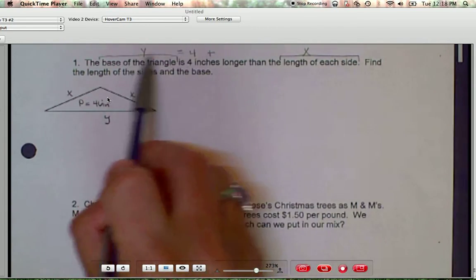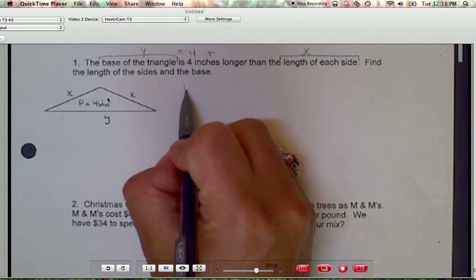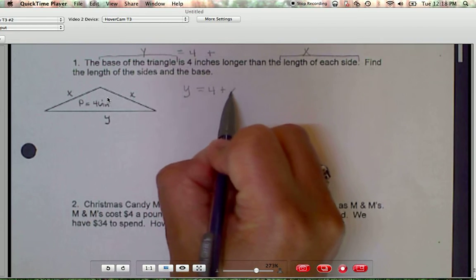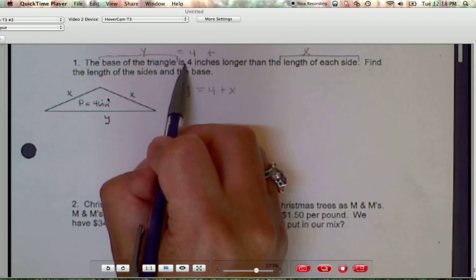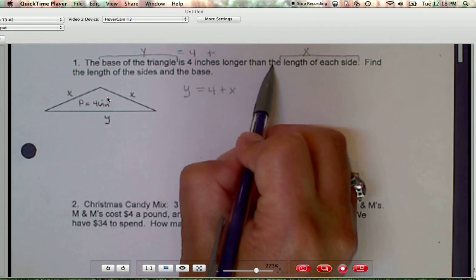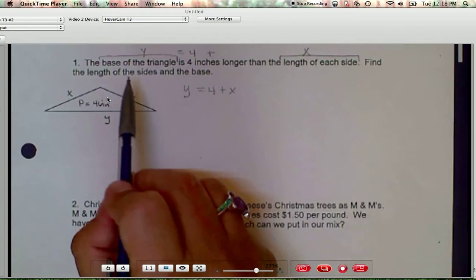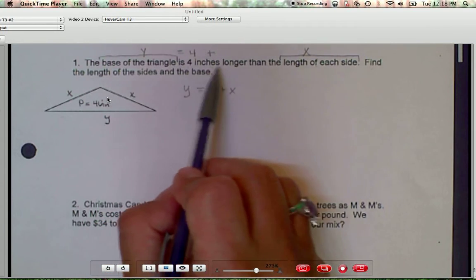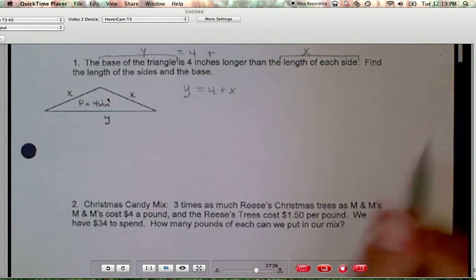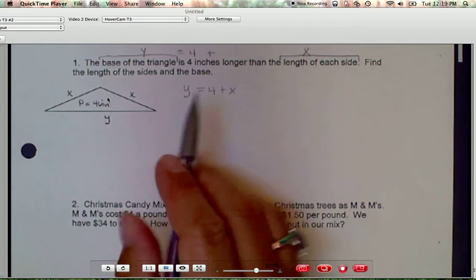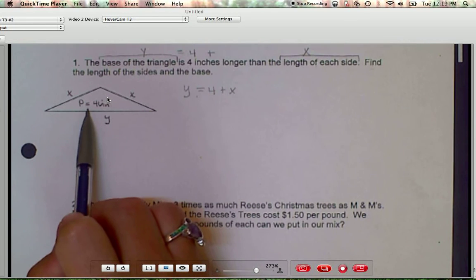So a first equation is exactly what it says here. y equals 4 plus x. The base is 4 longer than the length of each side, x. So translate it as exactly as you see it, and that's your equation. No problem. Now, the second thing we know is that the perimeter is 46 inches.